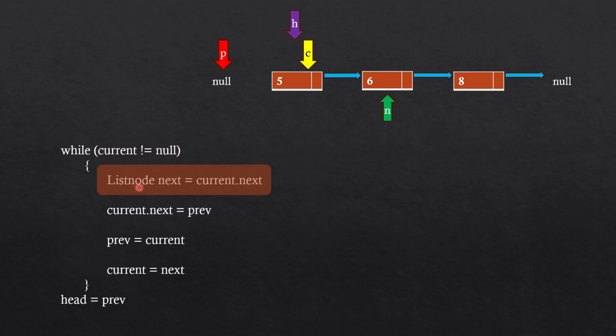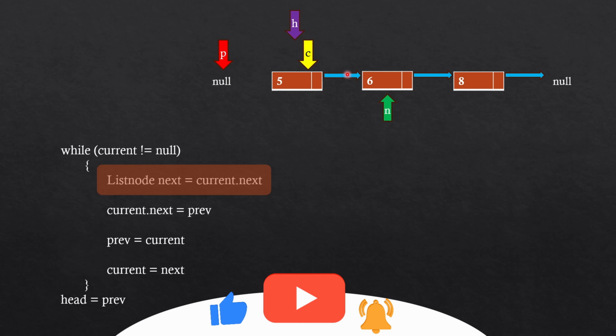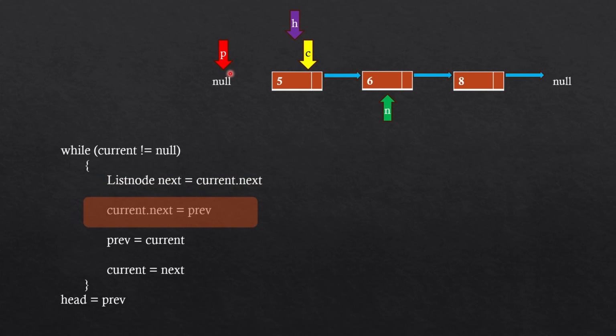So here we are assigning another pointer that is next, and it will be at the current's next. For example, this is our current pointer and its next is this one. So we have assigned a next pointer at this position, right? And now the next of our current will become our previous. So here we are pointing the next of our current to the previous. So it will look like that. As you can see, the next of our current is pointing to the previous, right?